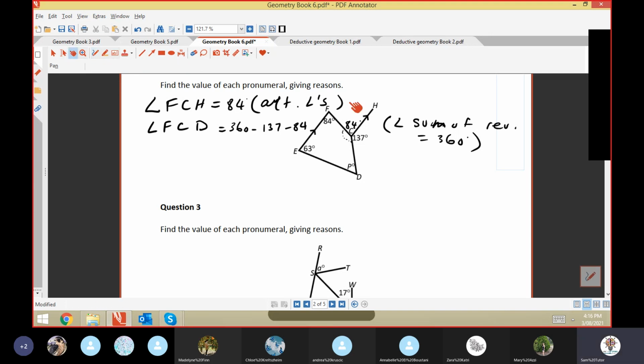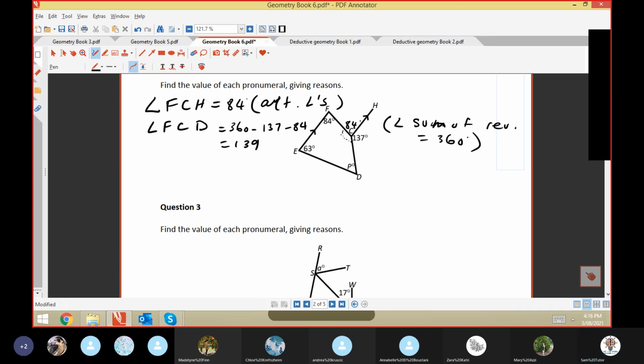The only thing you have to check with your teachers once you do it, will they accept shorthand? At HSC level? Absolutely. Year 10, year 11, year 12, no problems. But some school teachers don't like it because they don't know if you actually know what you're doing. So just confirm with them. All right, what's the answer for FCD? What do we get? 360 minus 137 minus 84.